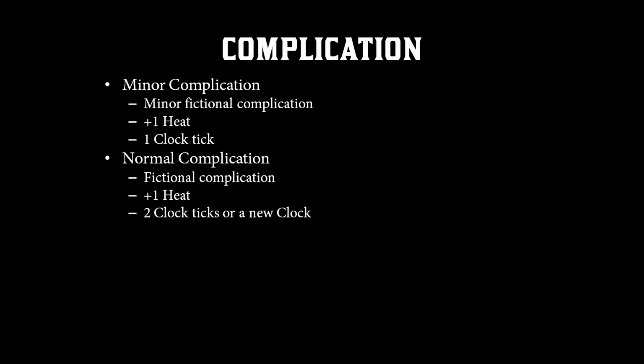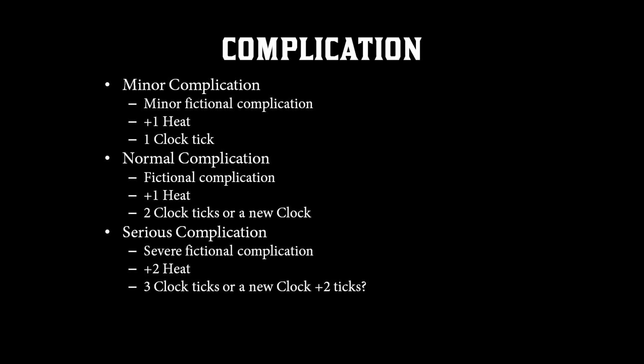So what does that mean? It means that if you don't have a danger clock active to represent some kind of impending danger that the PC is entangled in, you can start a new one at 0 ticks. Or if you do have one, you can tick that clock 2 times. And a standard clock will have about 4 segments on it. But depending on the situation, that may be more, 6 or 8 even.